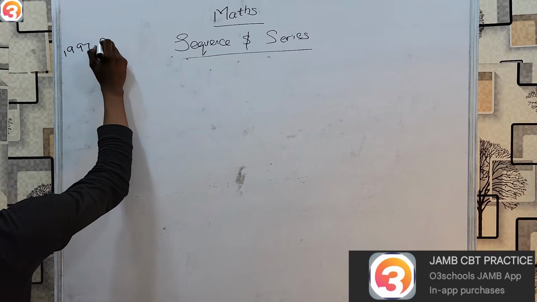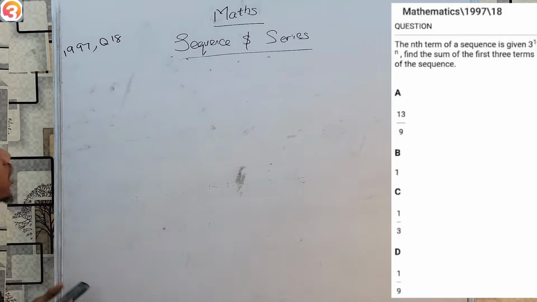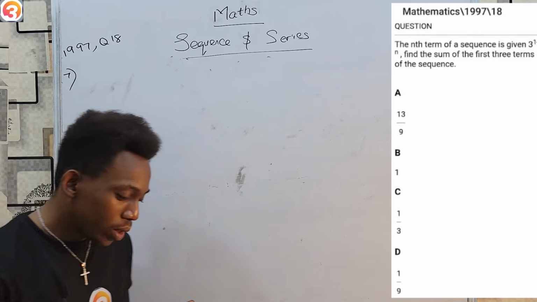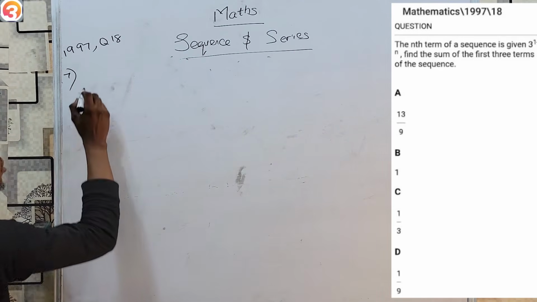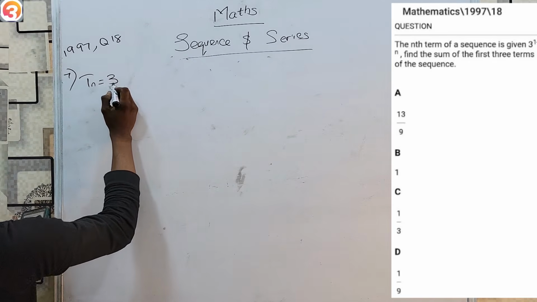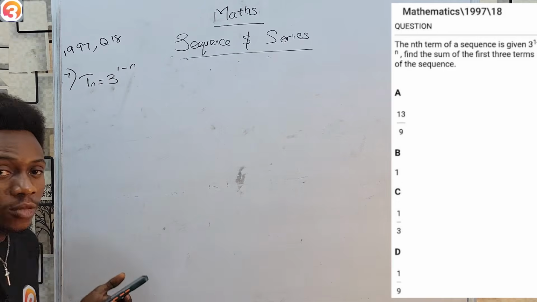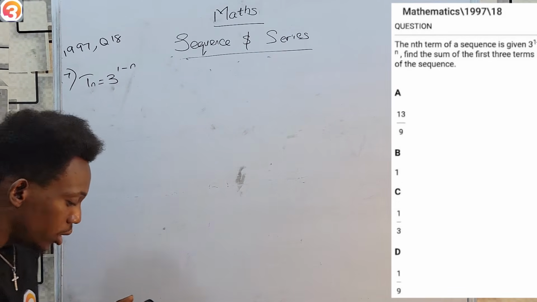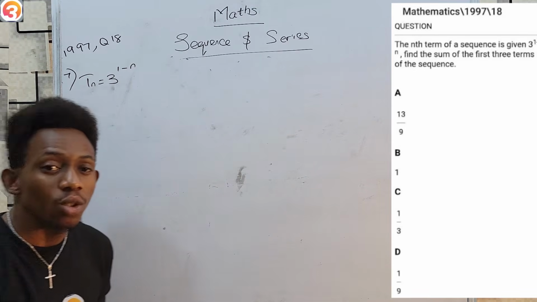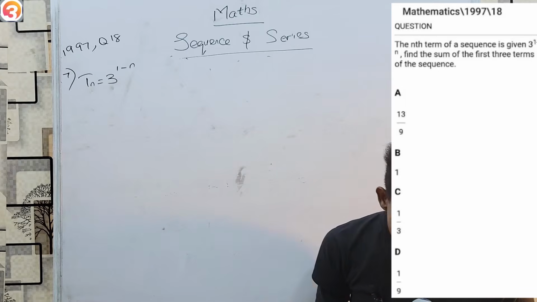1997. This is question 18. And it says the nth term of a sequence is given by Tn equals 3 raised to the power 1 minus n. We have to find the sum of the first 3 terms of this sequence. Now if you look at this one, it's a bit tricky.